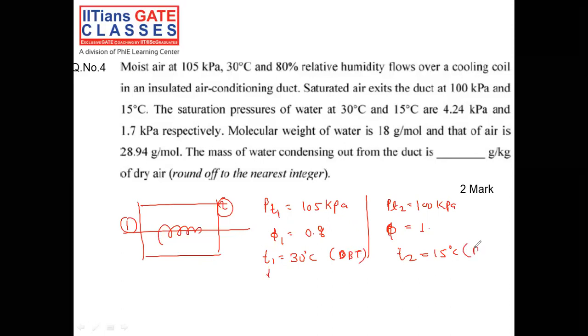This is called the dry bulb temperature. Whatever the pressure corresponding to the dry bulb temperature, we call PVS, not PV. PV is related to the dew point temperature, and PVS is related to the dry bulb temperature. Here PVS1 is given as 4.24 kilopascal, and PVS2 is given as 1.7 kilopascal.